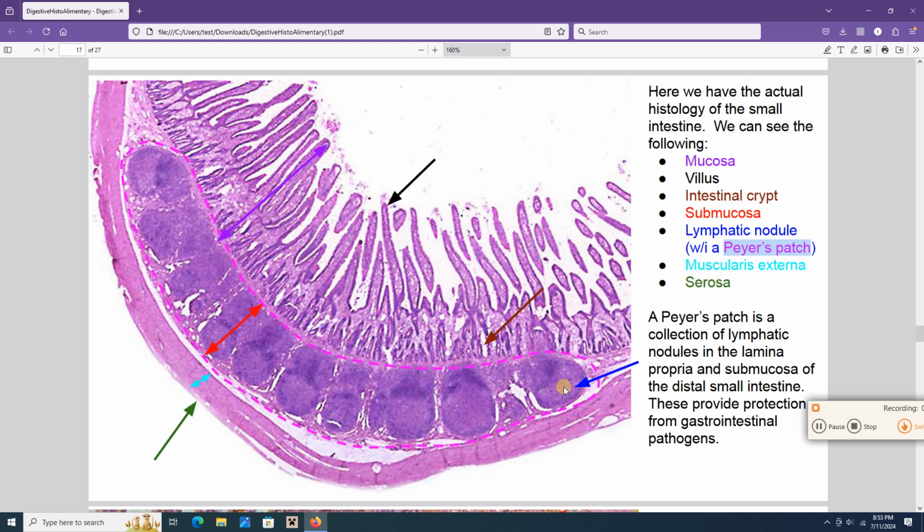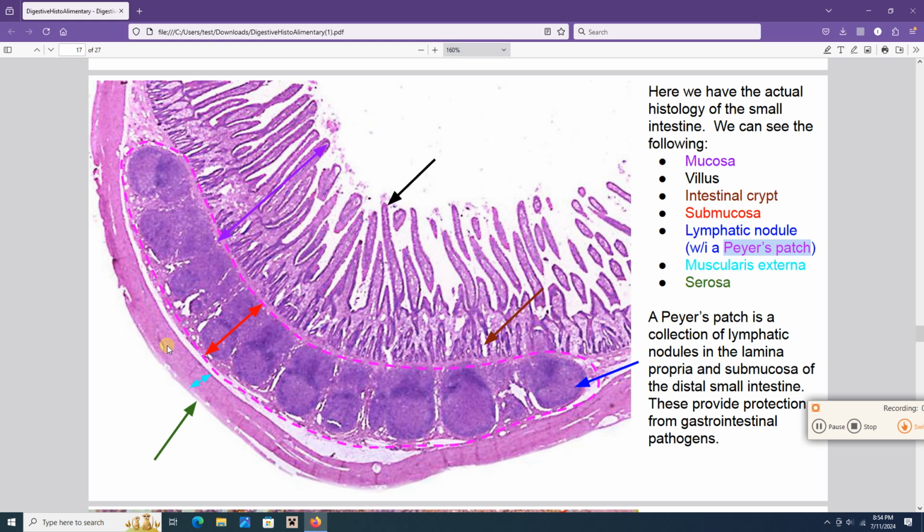Now, think about it. This is the ileum, the end of the small intestine. Well, what's next? The large intestine, which is rich in bacteria. So we need protection from those bacteria. And these lymphatic nodules, the whole thing is a Peyer's patch, are made of lymphocytes. That's why it's so purple. Think back to the lymphocytes in the second lab we did.